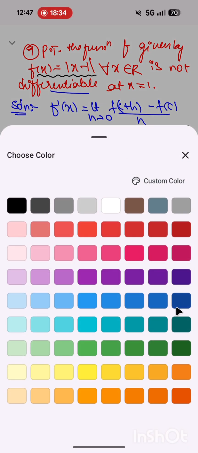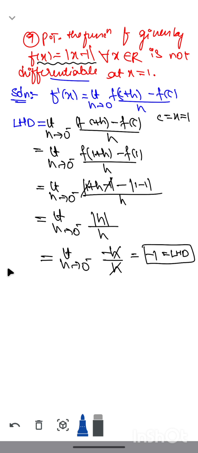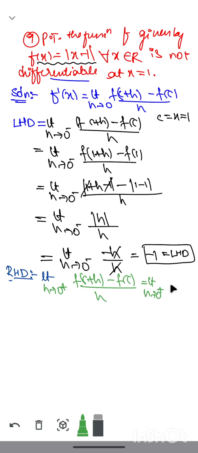Now let us find the right hand derivative. Let us cross check whether we get the same or not. Now to find the right hand derivative, I am considering limit h tends to 0 plus of f of c plus h minus f of c whole divided by h. Again I wrote the formula. So here we write limit h tends to 0 plus of f of 1 plus h minus f of 1 whole divided by h.